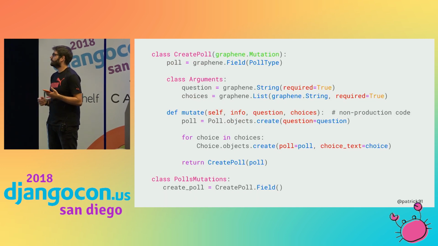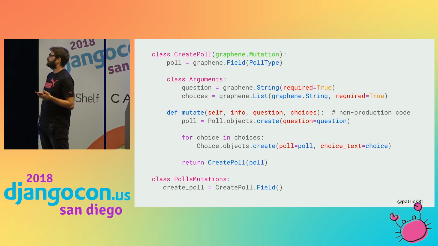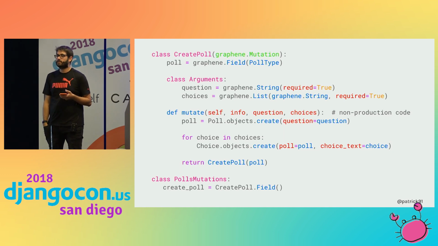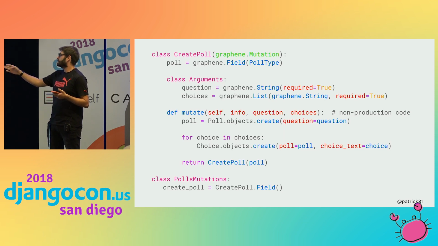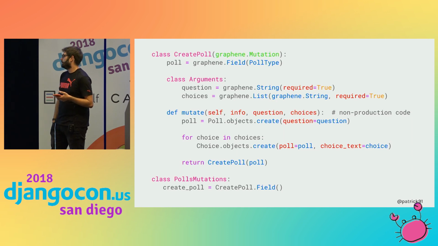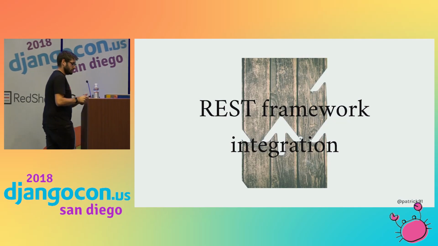We need to extend the graphene mutation, define the fields that this mutation is returning, and then the list of arguments. And then we need to create a mutate function that is basically, if you use forms, like the save in a Django form. Then it gets all the arguments, and then you can create the poll. So let's quickly test it.